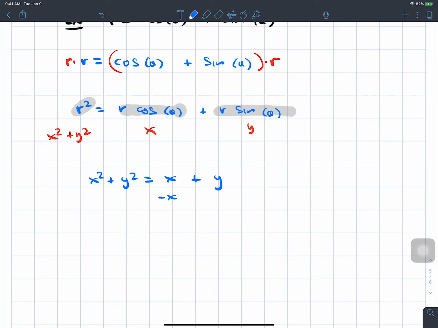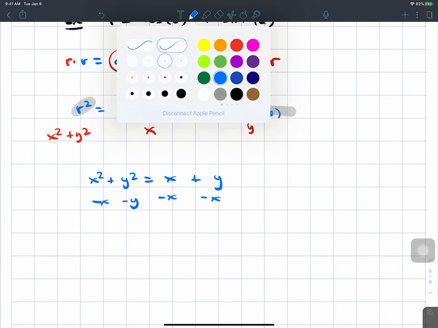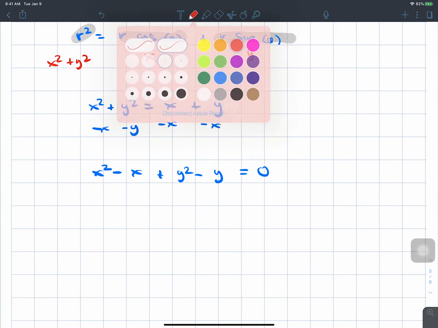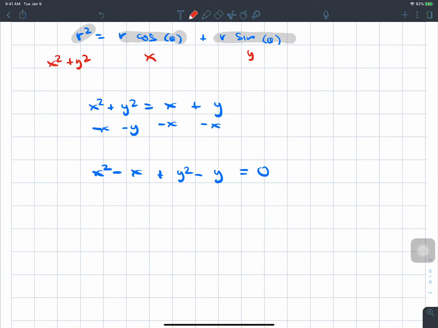Now, we're going to subtract x and y from both sides. And here's what I started to say to you. That we're going to get now x squared minus x plus y squared minus y, and that will equal 0. And you say, that doesn't look like the equation of a circle yet. I'm going to say, complete the square. And you say, with what variable? Both x and y.